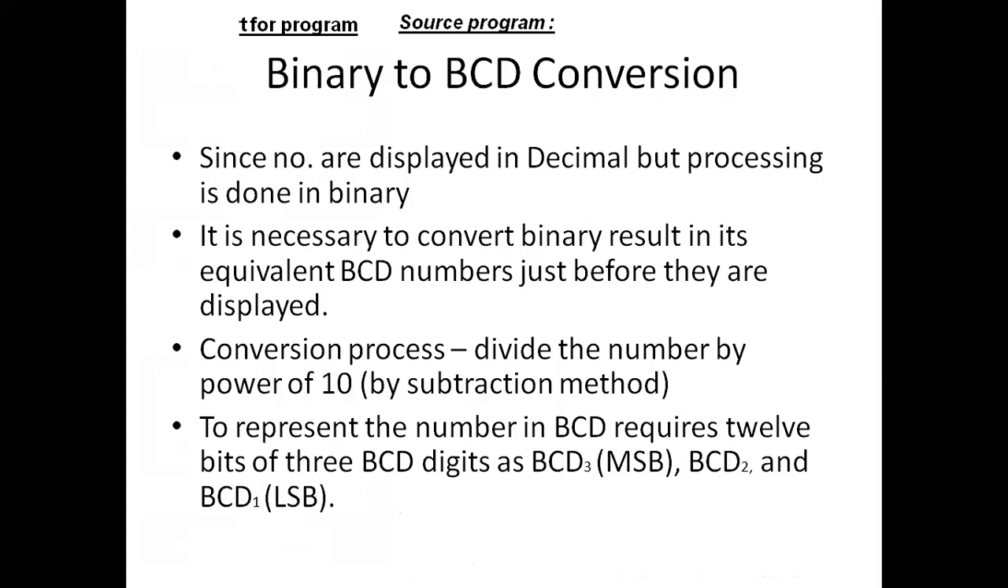Now, normally the numbers are displayed in decimal, but the processing is done in binary numbers. So there are two processes for any microprocessor based system. You have a decimal keyboard. Through that decimal keyboard, you enter the number into the instrument. The instrument processes that number by converting it into a binary number. It means the processing is done by the instrument in the binary form. And later on, the result has to be displayed on the screen after doing the processing.